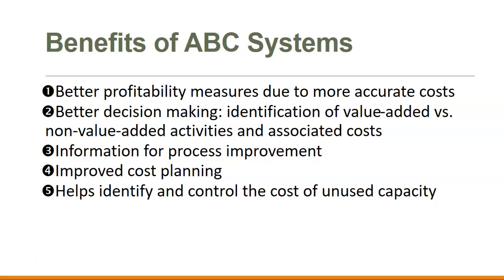The benefits of switching to an activity-based costing system is that it gives us a lot more information. And the more information we have about what we do, the more ability we have to make better decisions, to control costs, to create information for process improvement. We can find if we have any unused capacity that we could be using in a better way. It gives us more accurate costs. And when we have more accurate product costs, then we have more accurate profitability measures on the profit margins for those products and services.